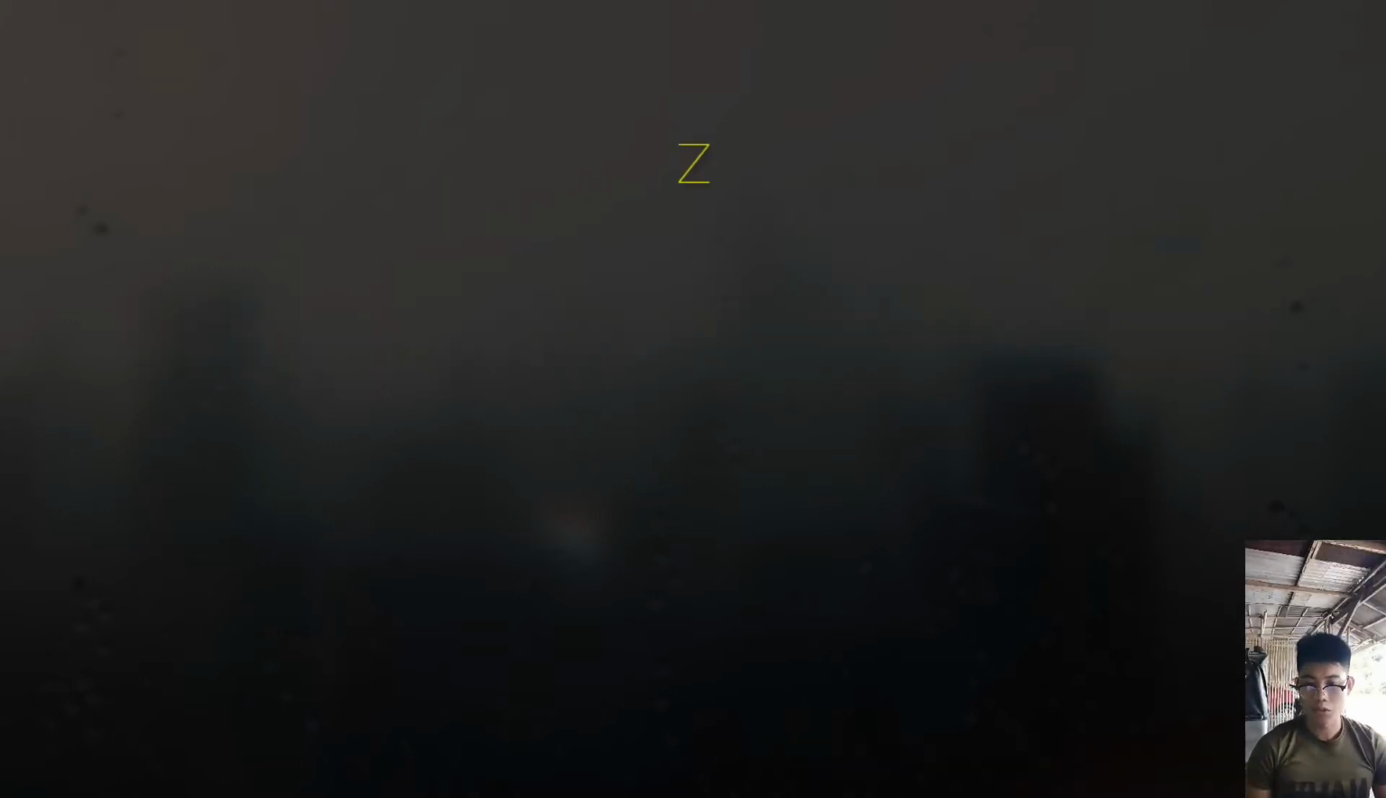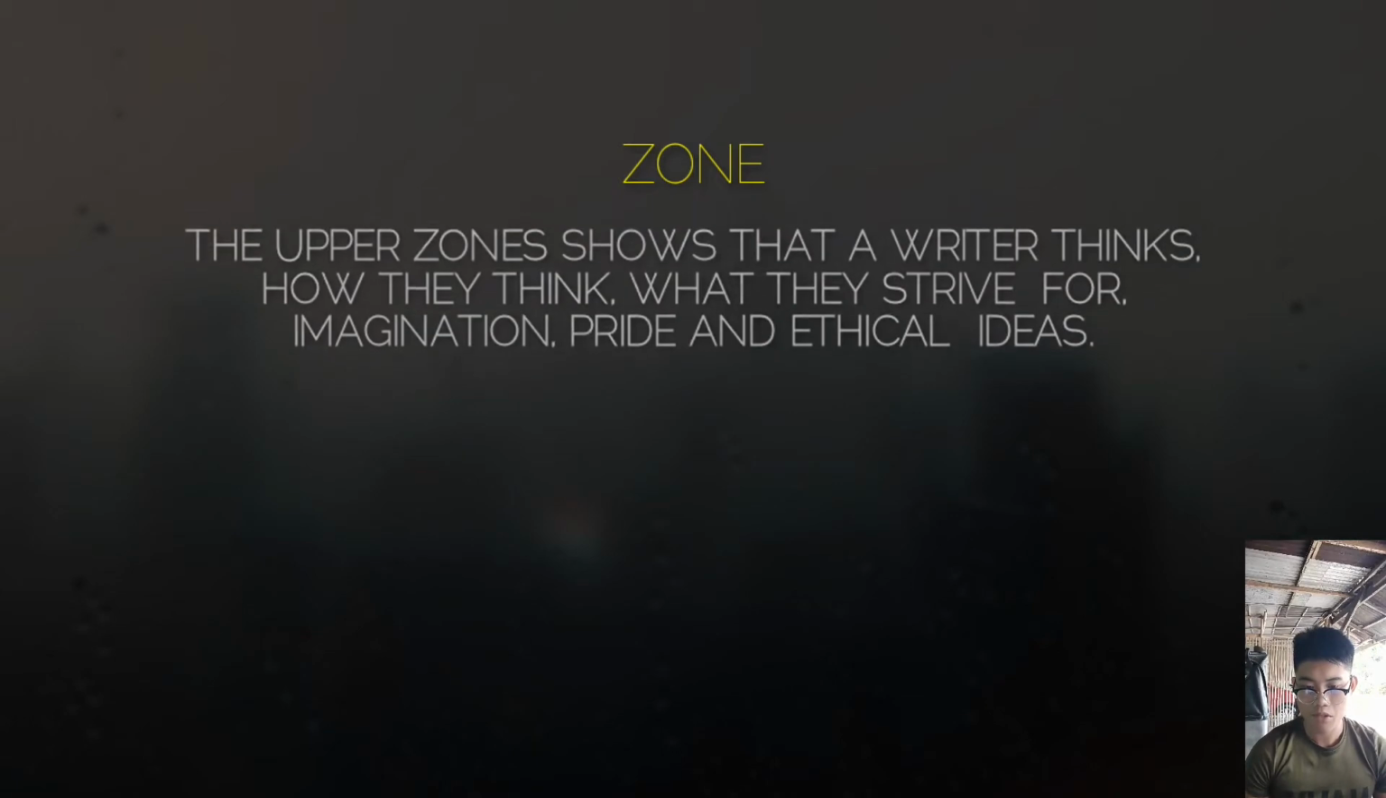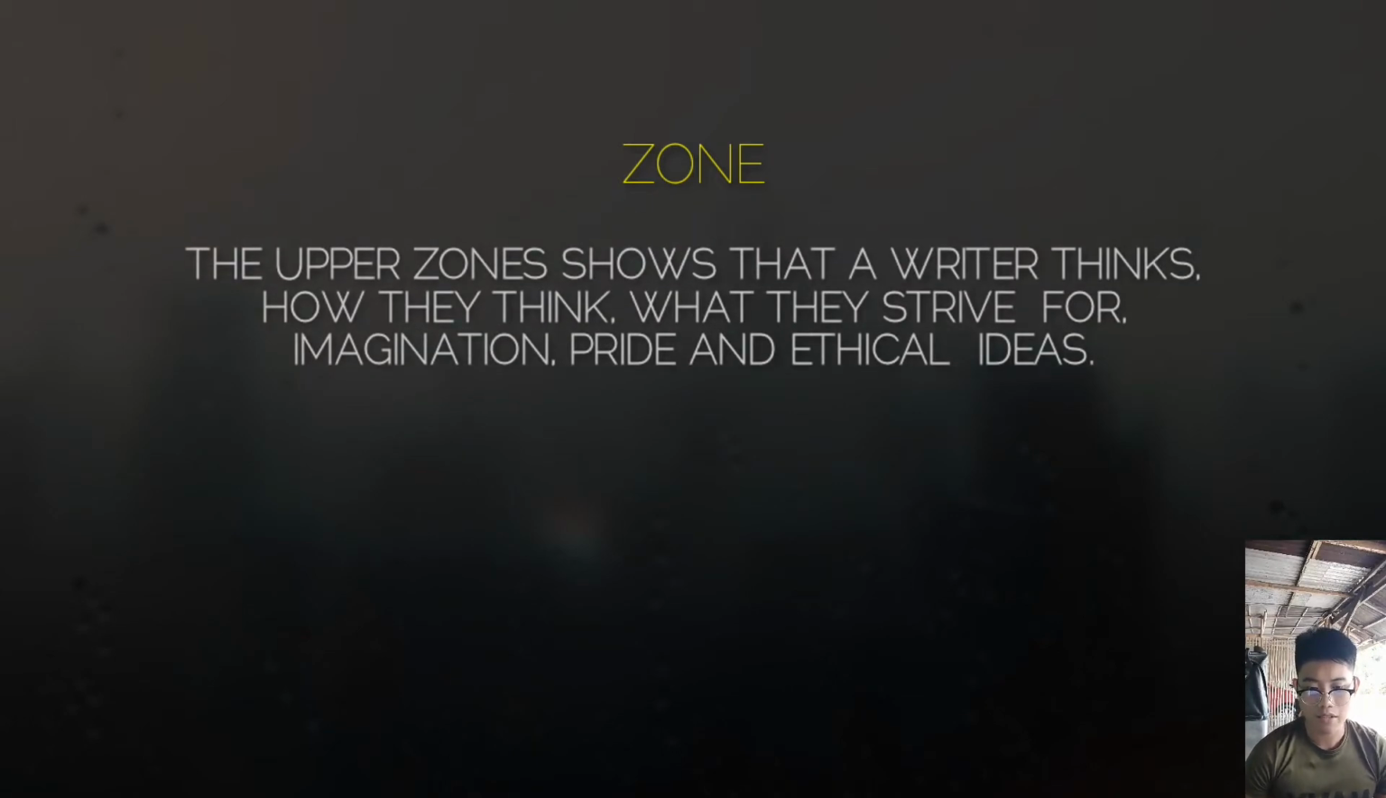Okay, next, zone. Sabi dito, the upper zone shows how a writer thinks, what they strive for, imagination, and right and ethical ideas. So sa zone, kumbaga, dito daw nakalagay yung lawak ng pag-iisip ng isang writer, kung paano sila mag-isip habang sila ay nagsusulat. How sabi dito, how they think, what they strive for, then imagination, then pride and ethical ideas.